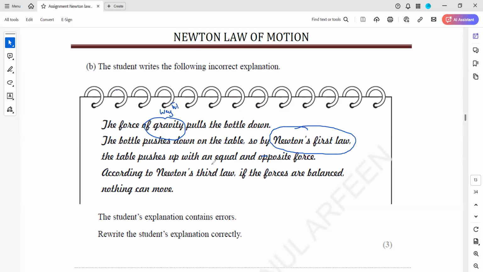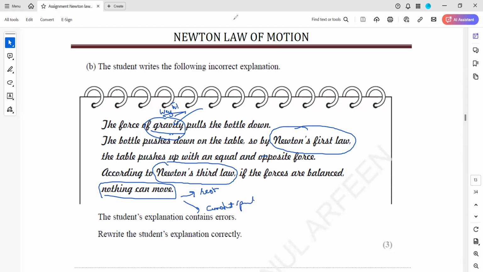And according to... yeah, the force of gravity or weight, it is correct. I said either of you can use gravity or you can use the term weight. Both are correct. And according to Newton's third law, this is also a mistake. This should be Newton's first law. And if the forces are balanced, nothing can move. That is also wrong. If it is a stationary object, it will remain at rest. If it's a moving object, it will move at a constant speed.